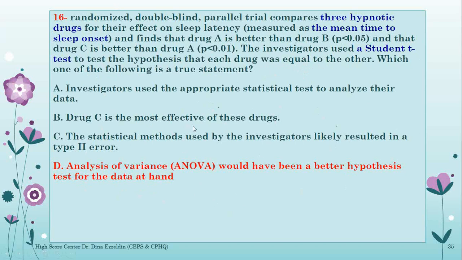B is not true because it speaks as if it's clinical. We don't know about the clinical effect of each drug. We speak about the statistical difference between them, but we don't know if C is more effective or not. There is a difference, but statistically. We don't know anything about whether there is a difference clinically or not. So B is not correct. So the correct answer is D.